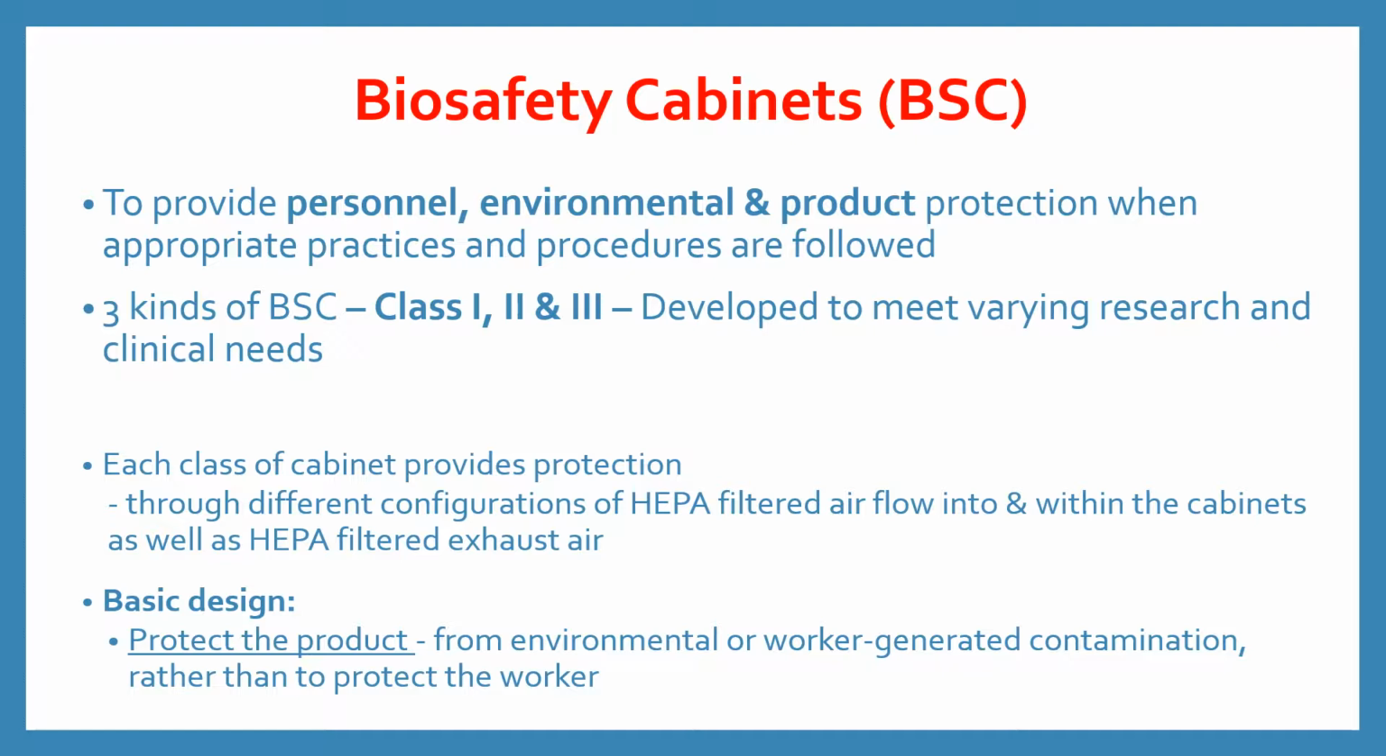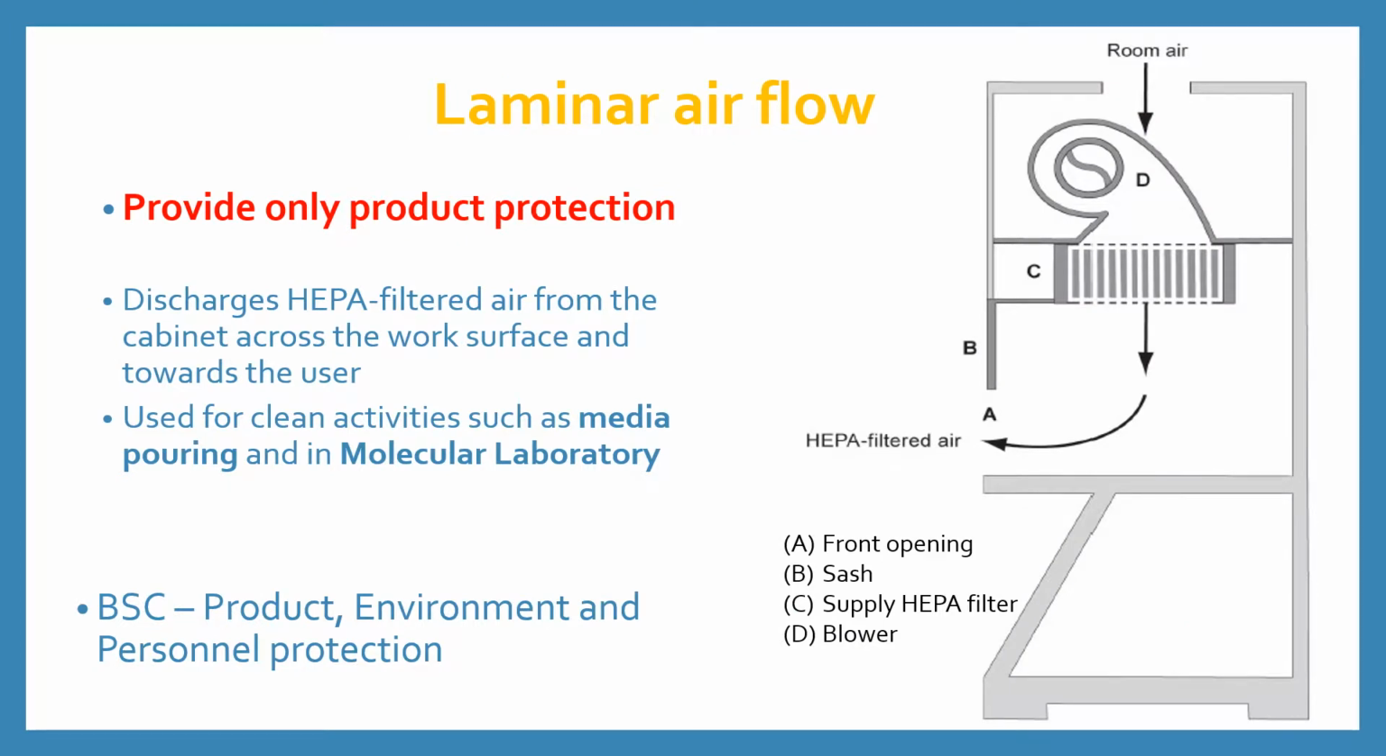The most basic design is intended to protect the product that is handled from environmental or worker-generated contamination rather than to protect the worker. Laminar airflow is such a basic design which provides only product protection. The given image shows a lateral view of the laminar flow cabinet with its parts labeled. A is the front opening through which the product is handled. B, the sash which is lifted at the time of work. C is the supply HEPA filter, and D is the blower which helps in circulating the air.